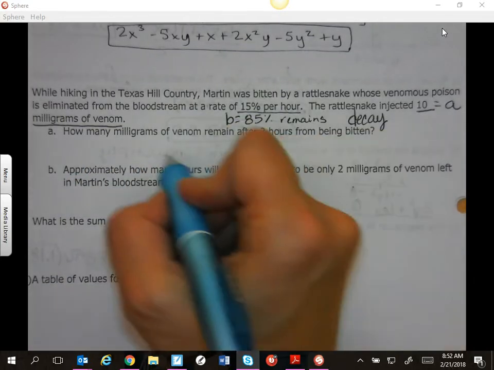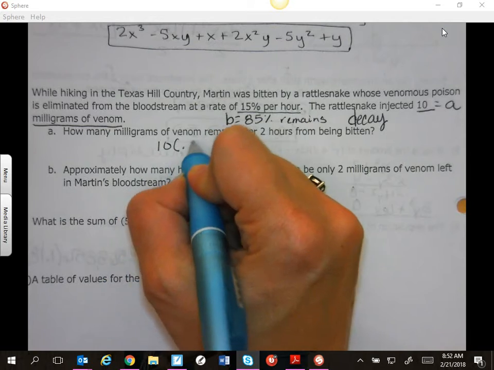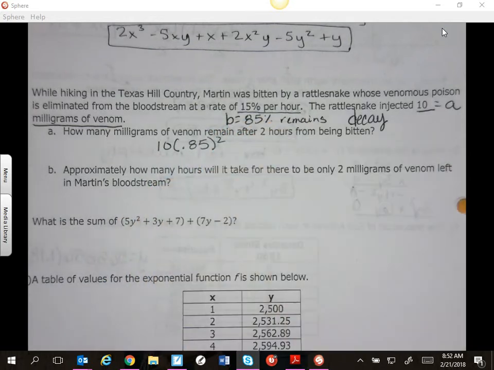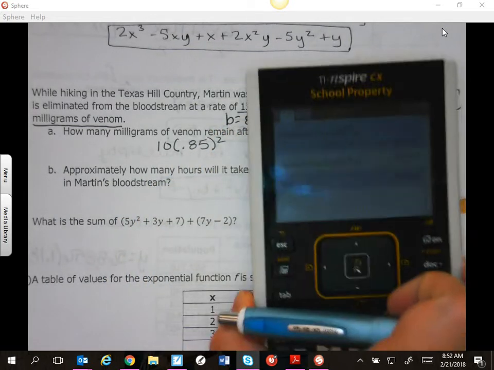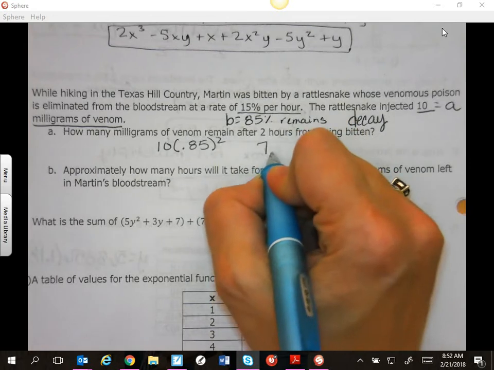How many milligrams after 2 hours? So you're going to have to write your equation. A times 0.85 to the second power, not 15. 0.85 to the second power, 7.225 milligrams remain.